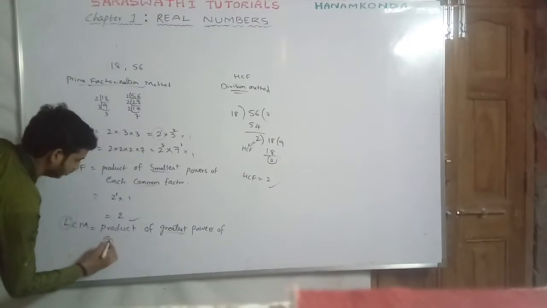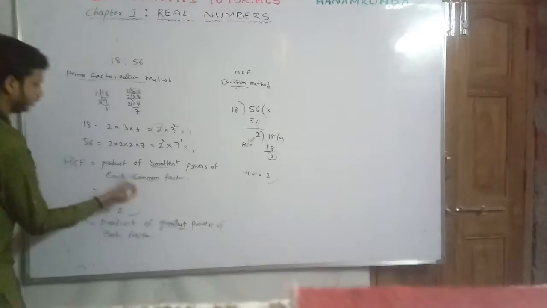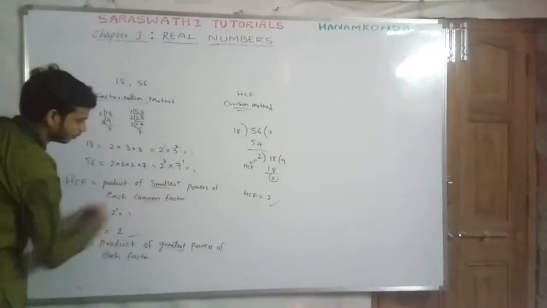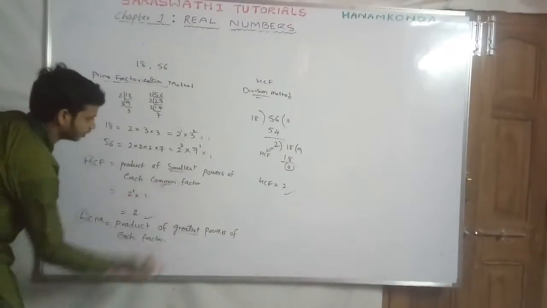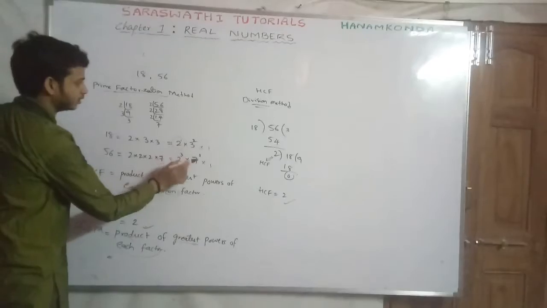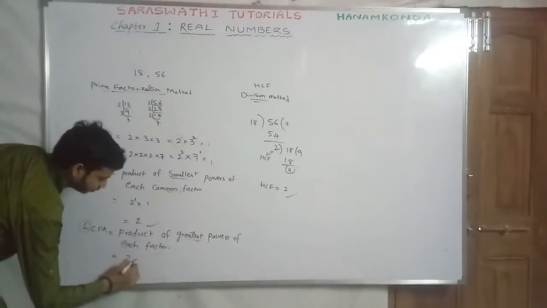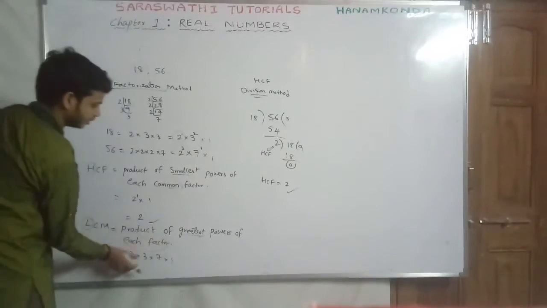of each factor. In the case of HCF we choose each common factor, but in the case of LCM we have to choose each factor. We should not choose only the common factors. So each factor here is 2, 3, 7 and 1. So 2 into 3 into 7 into 1, and in this we take the greatest powers.